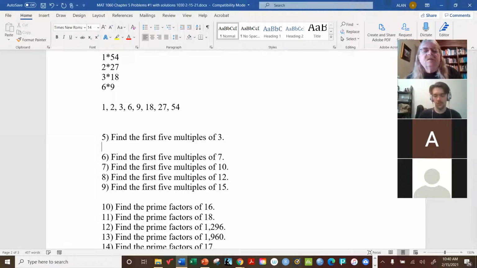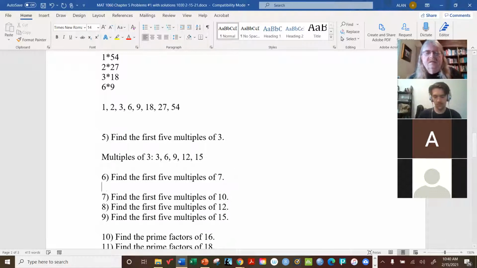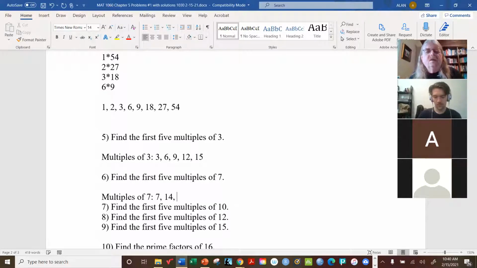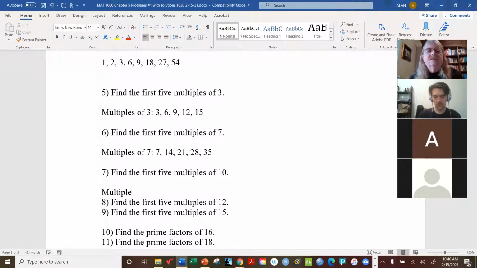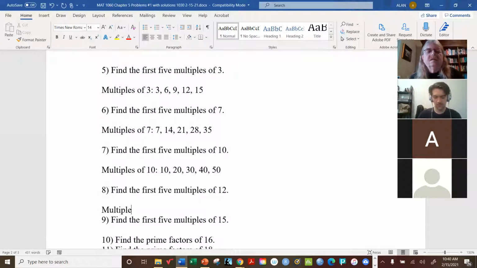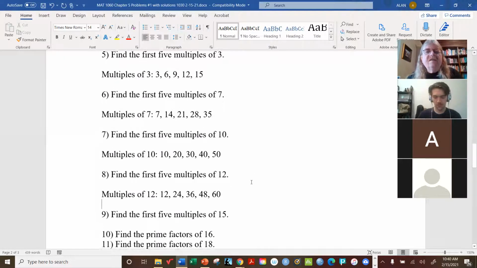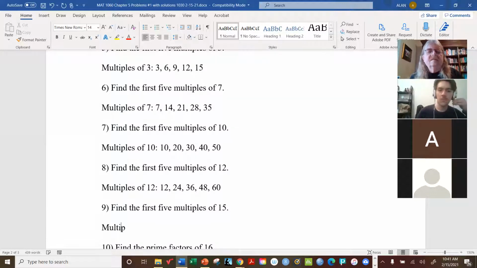Now, multiples are easy. All you're doing is multiplying the number by the first 5 natural numbers. So multiples of 3 are 3, 6, 9, 12, 15. End of story, you're done. Multiples of 7: 7, 14, 21, 28, 35. Now, 10 is as easy as it gets. Yeah, you can do that one in your head. And then we have 12: 12, 24, 36, 48, 60. All right, and then finally we'll do 15: 15, 30, 45, 60, and 75.